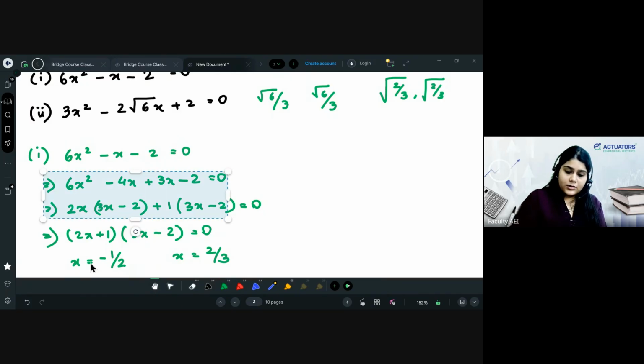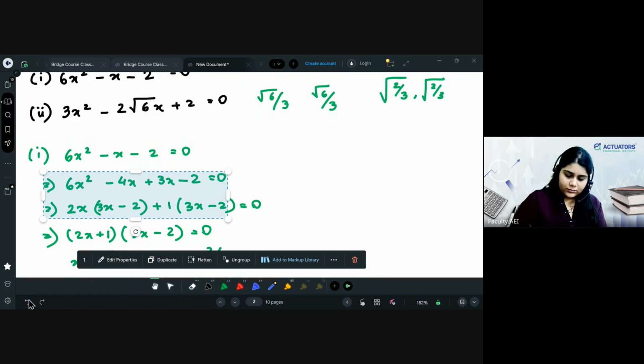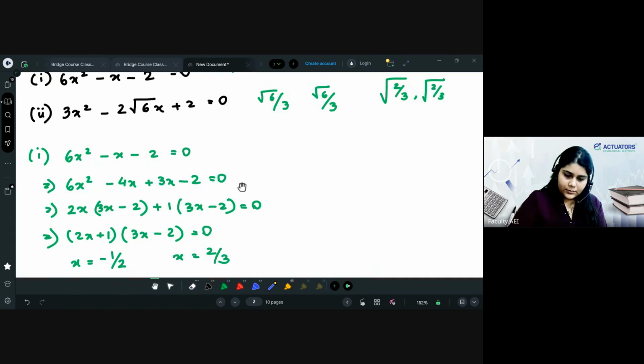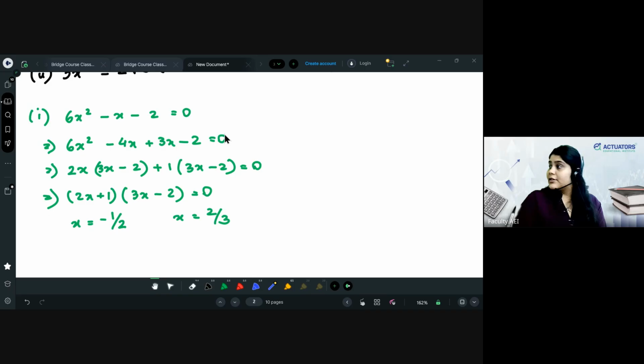Any doubts in this? Any doubts? किसी को भी? Clear first one. Now coming to the second one.